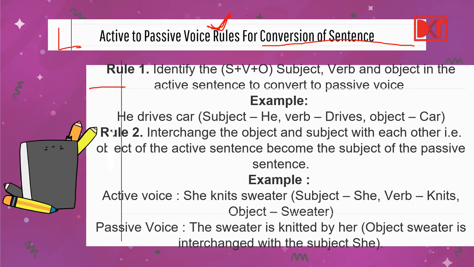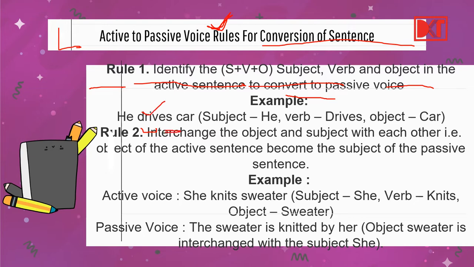Let's see. First rule is identify the subject plus verb plus object. Okay. So subject, verb and object ko hume identify karna hai in the active sentence to convert to the passive voice. Pehle identify karna hai. Matlab hume pata hona chahiye ki subject kya hai, verb kya hai, object kya hai. Subject yahan pe kya hai? The main idea, the main focus, He drives car.